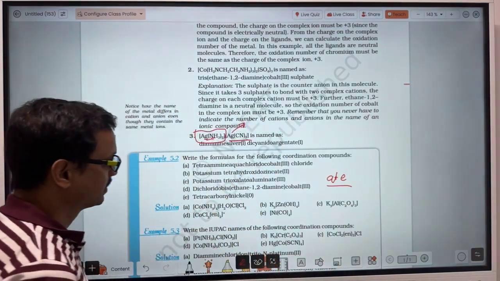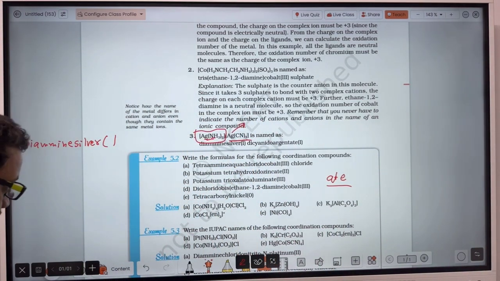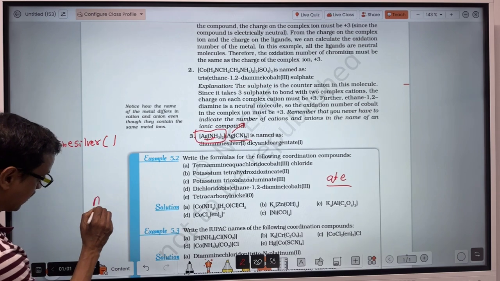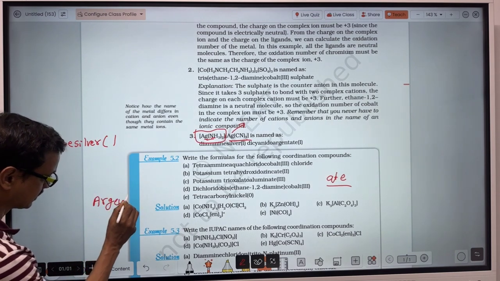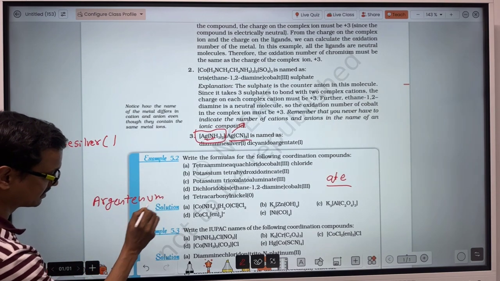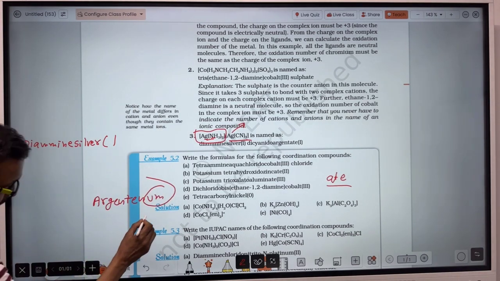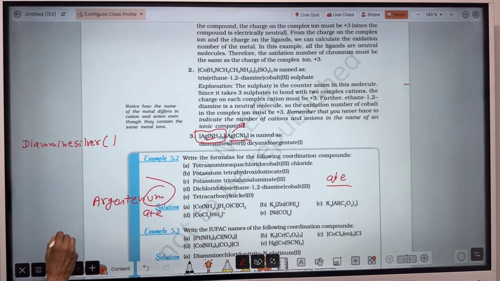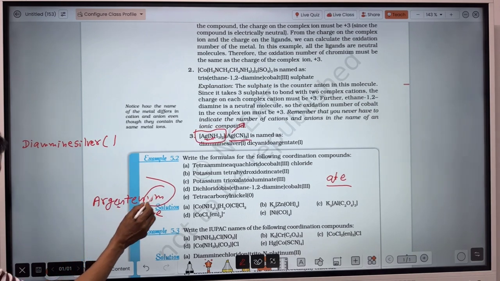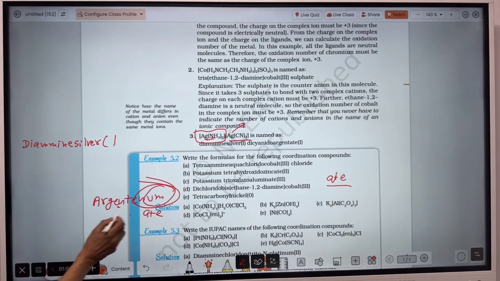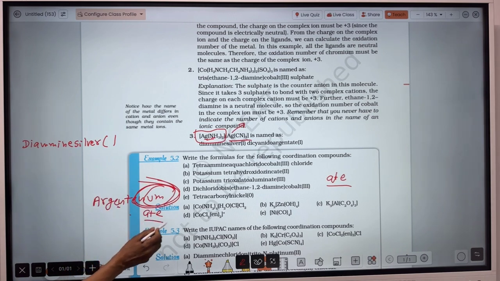So silver here, that is argentum. The Latin name of silver is argentum. So here we remove the "um" and replace it with "ate". So that will be called argentate.